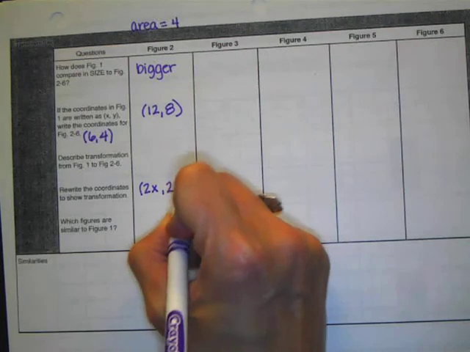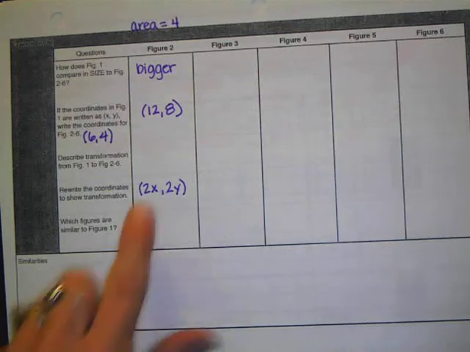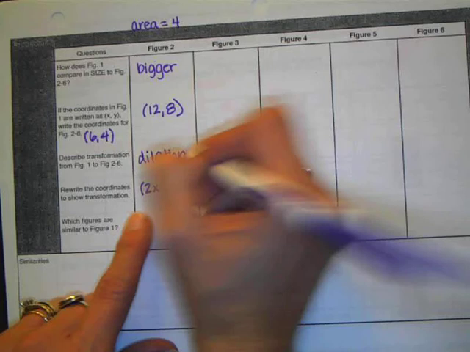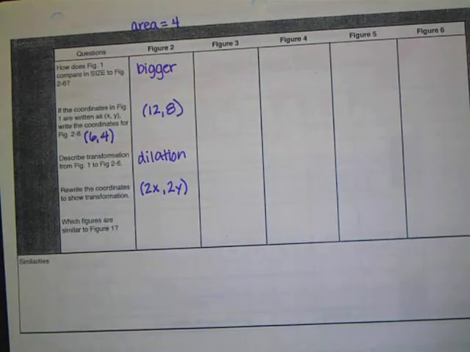The y value was twice as big. Now, if something gets bigger, what kind of transformation is that? Dilation. It's a dilation. You just found how to communicate a dilation by just using the coordinate points. This right here says, hey, this is a dilation. If I perform this transformation to my points, it's going to get 2 times bigger.